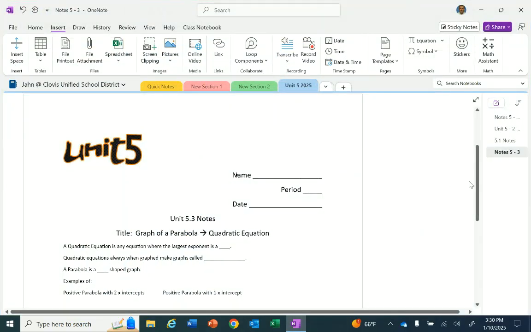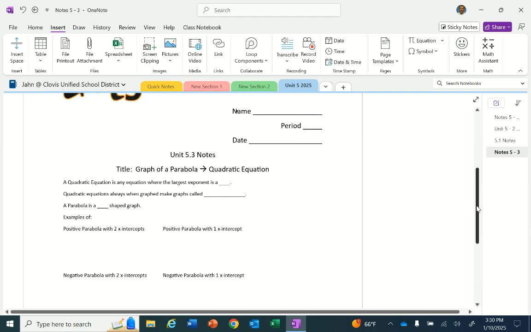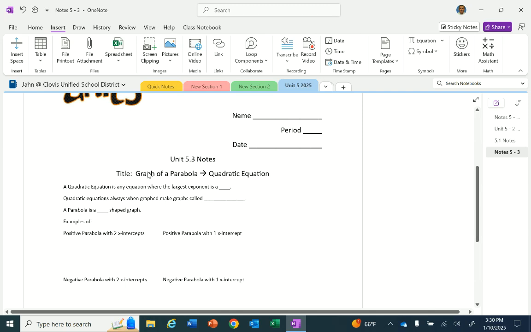Let's take a look at 5.3's notes. In these notes, we're going to go over how you go from a graph of a parabola. So how do you go from being given a graph of a parabola, and then how do you turn that into a quadratic equation? So, a graph to a quadratic equation.